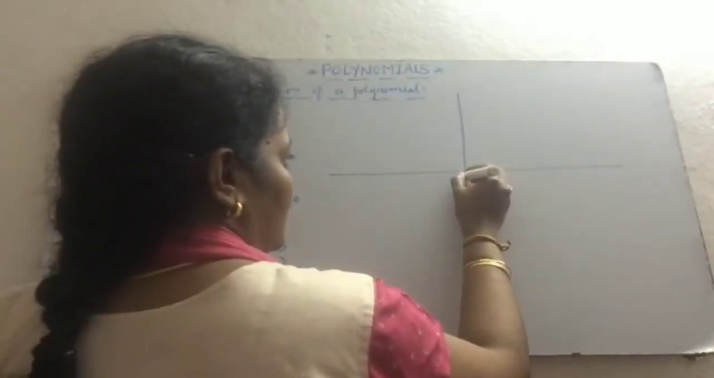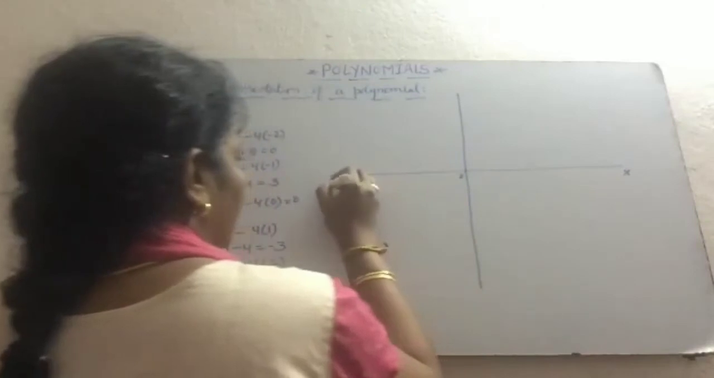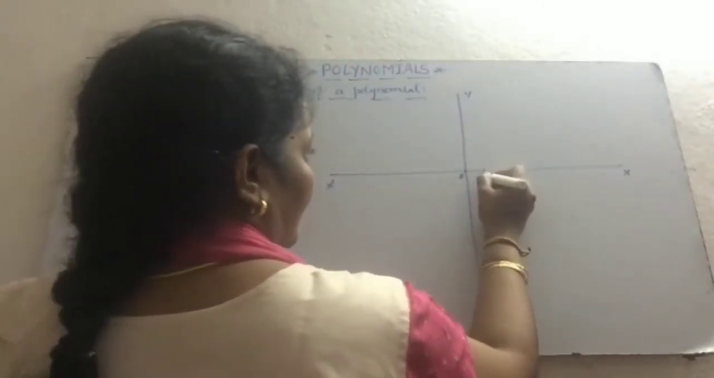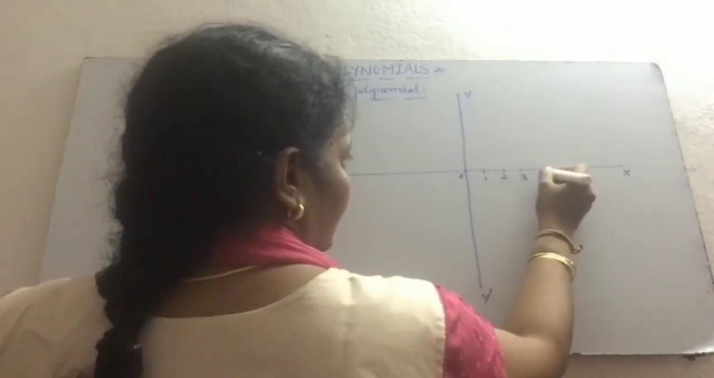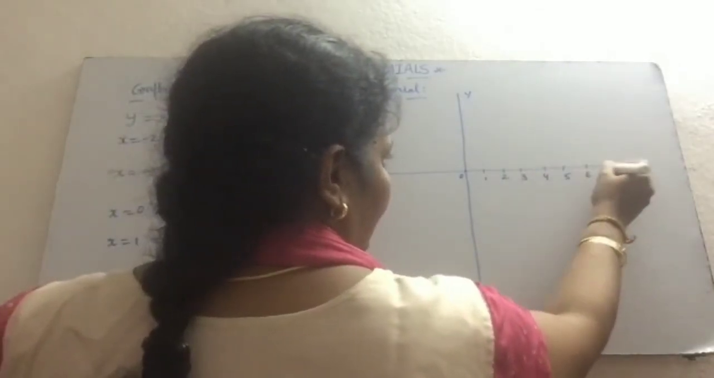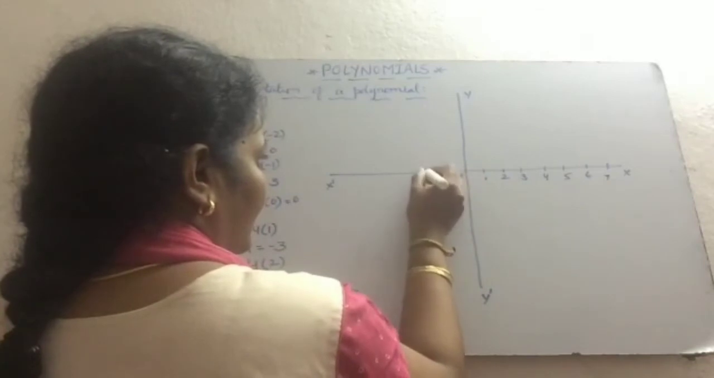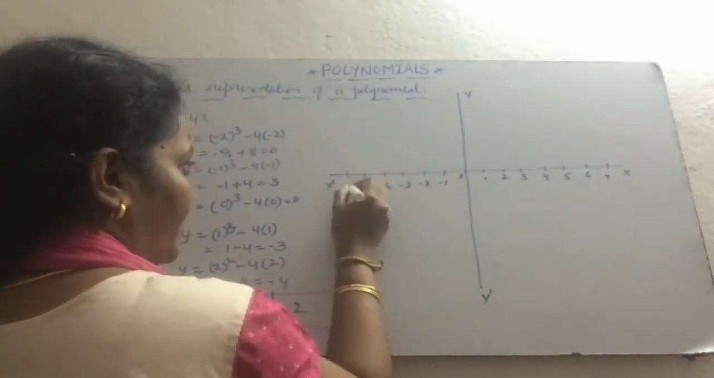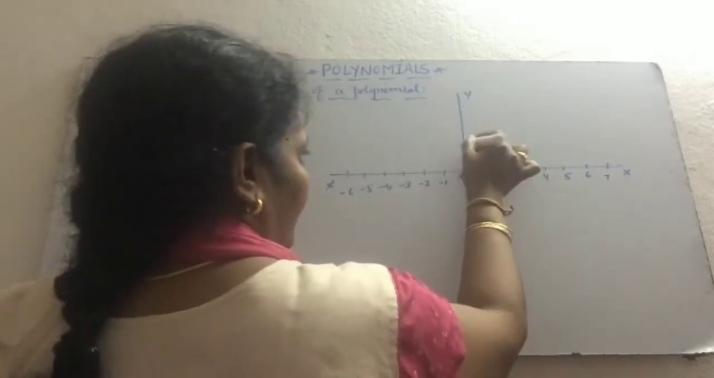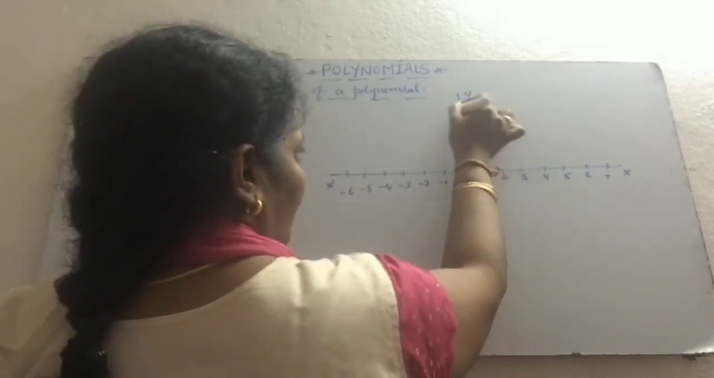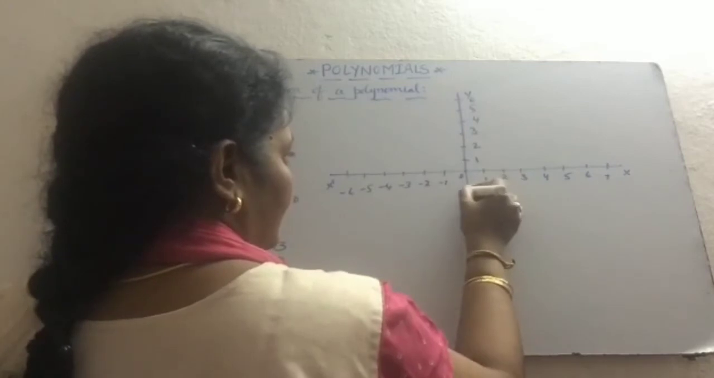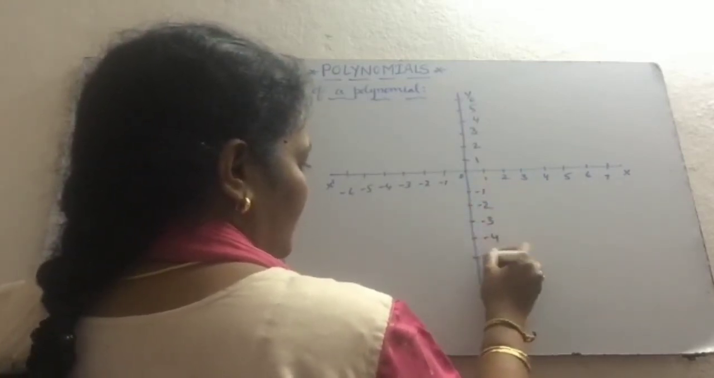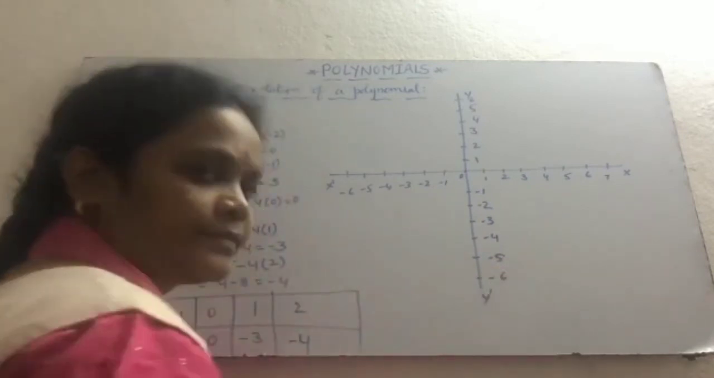So this is 0, x-axis, and this is y-axis. 1, 2, 3, 4, 5, 6, 7, and minus 1, minus 2, minus 3, minus 4, minus 5, minus 6, and here 1, 2, 3, 4, 5, 6, minus 1, minus 2, minus 3, minus 4, minus 5, minus 6.